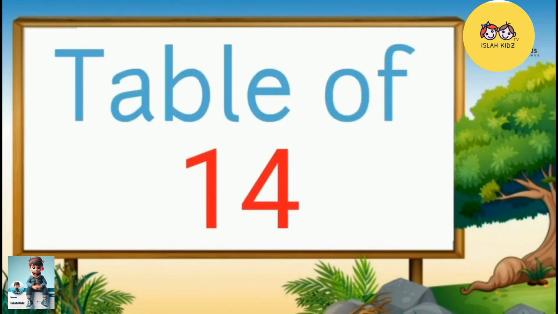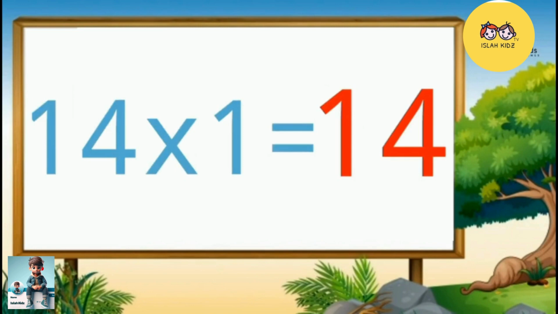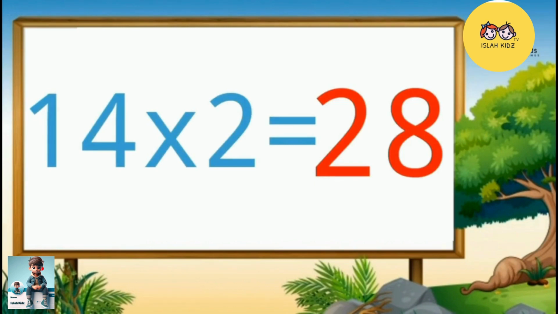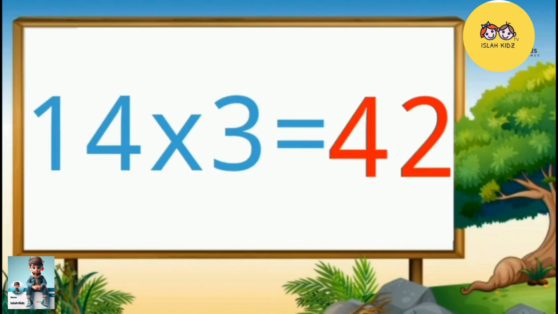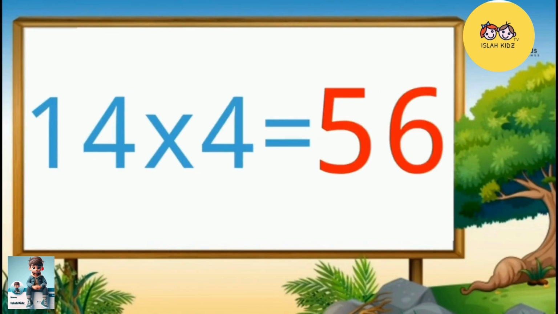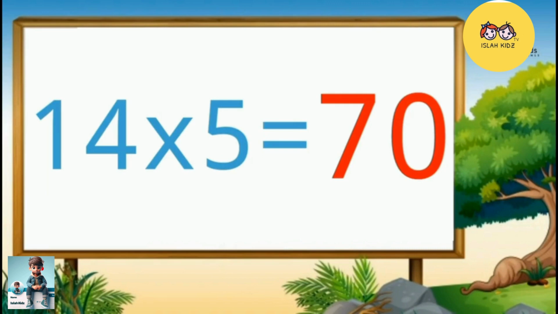Table of 14. 14 ones are 14. 14 twos are 28. 14 threes are 42. 14 fours are 56. 14 fives are 70.